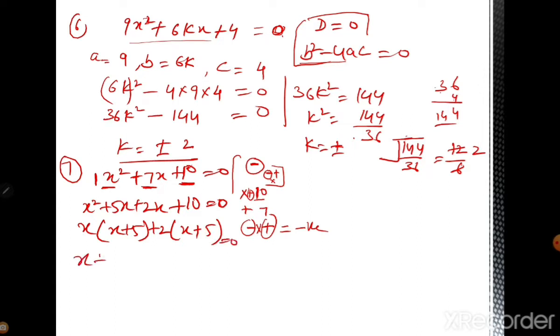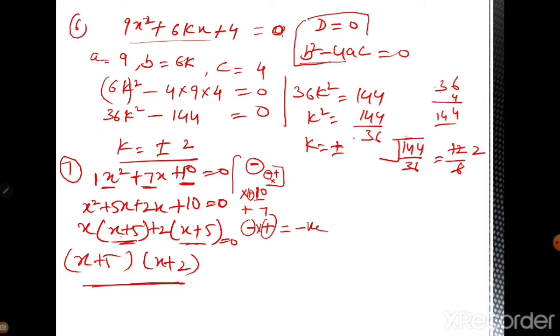Then x plus 5 we take this side, then x plus 2 this side. These both should be equal, then your answer will be right. Otherwise it will be wrong. You can check it. When you are taking one thing common, both factors should be the same. So x plus 5 and x plus 2, these two are the factors of this one.